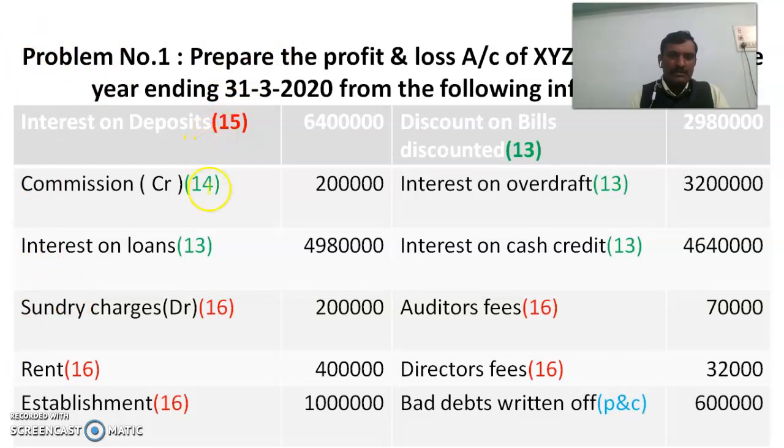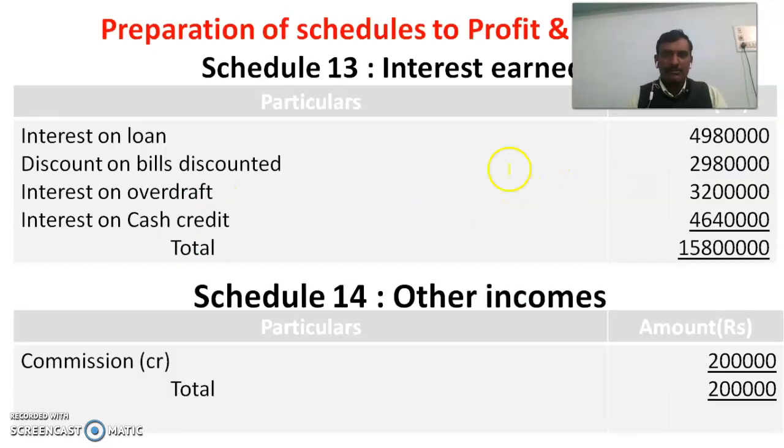Here we have to see where we have marked schedule number 13. So here one item is there, interest on loans. Then likewise we have here at the right hand side 3 items related to schedule number 13, and these are the items of interest earned. So here 3 items and here 1 item. So these total 4 items are to be taken to schedule number 13 here. That is interest on loan, discount on bills discounted, interest on overdraft, and interest on cash credit.